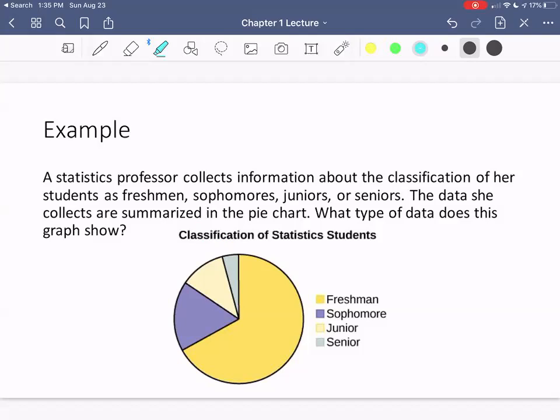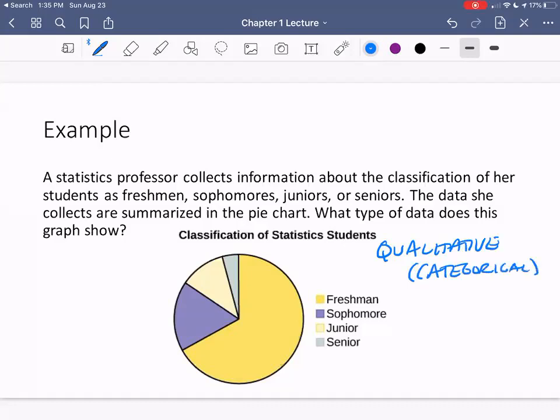In this case, there are no numbers. It's talking about freshman, sophomore, junior, and senior, which means this is completely categorical. Therefore, it is qualitative because it is categorical. You don't have to put why. I just keep saying that because I feel like that helps even me think: is this quantitative or qualitative? Is this numerical or categorical?